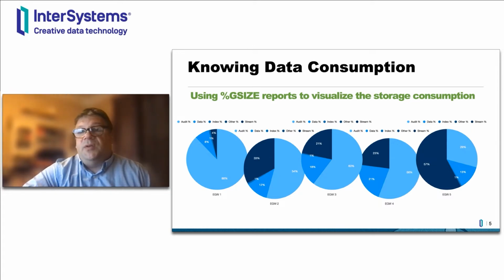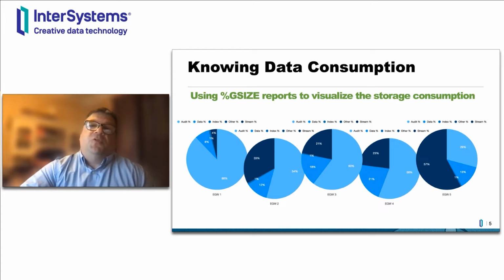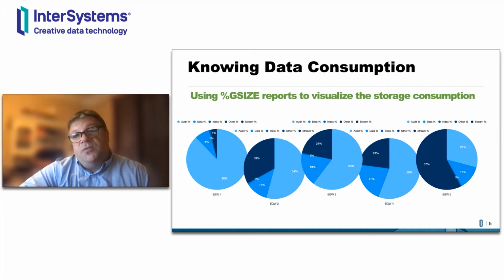So here we have another set of graphs using the same data, but just pictured differently for more of a visual perspective, percentage-wise. For Edge 1 on the far left, we can see that the audit and stream data combined accounts for 92% of the total storage, with audit itself being 88% of that. For Edge 2 through 5, we can see a similar pattern of approximately 82 to 87% of total storage for both the audit and streams, but a larger percentage of streams in those other 4 edges.